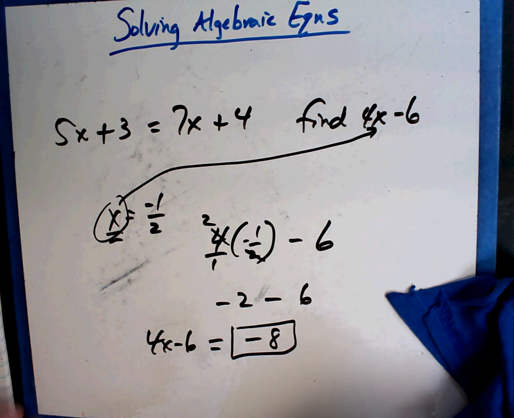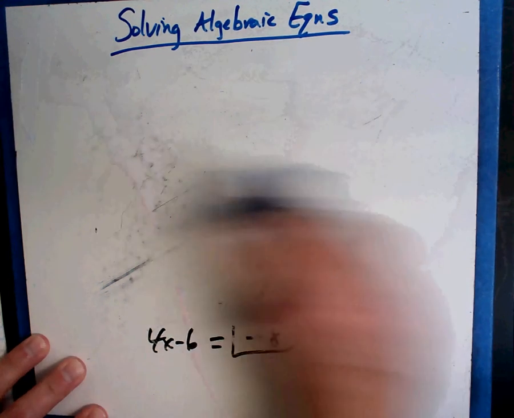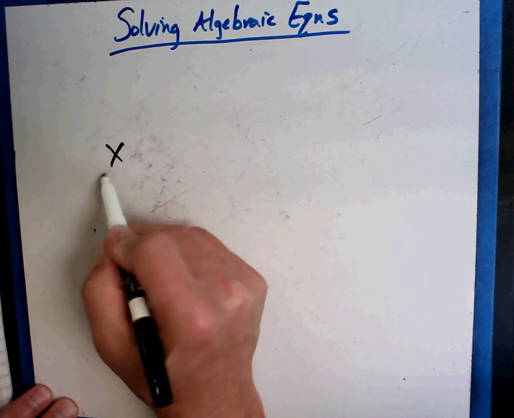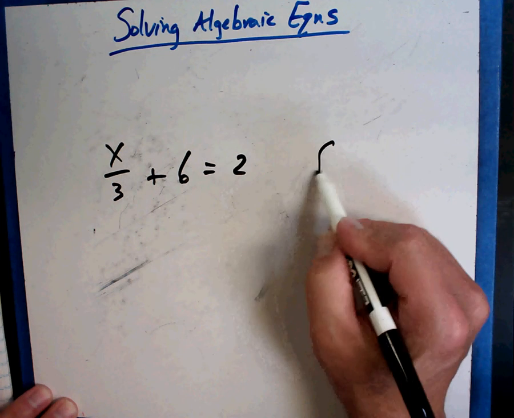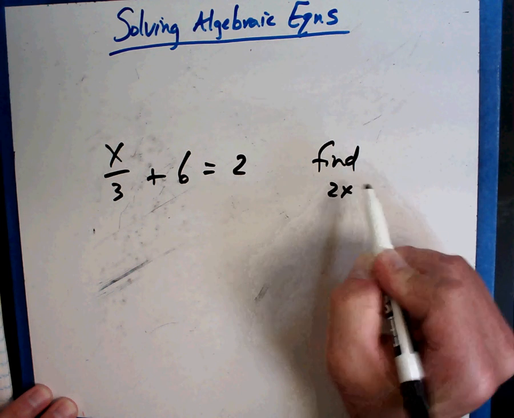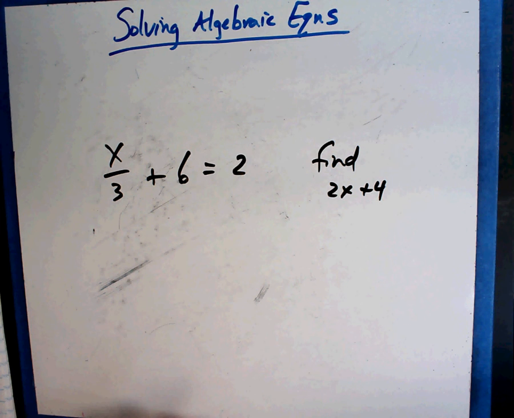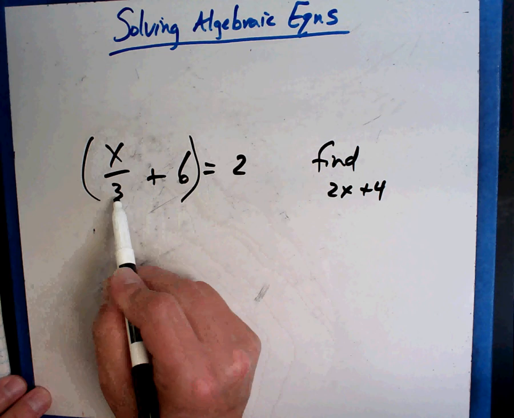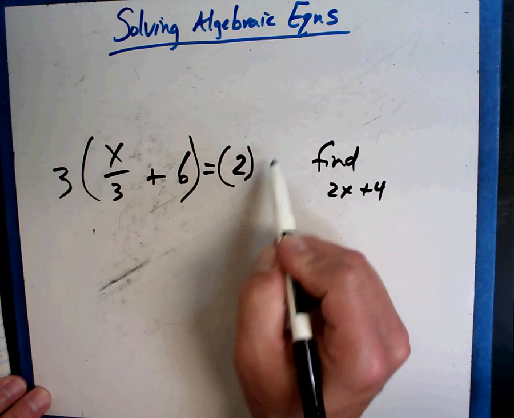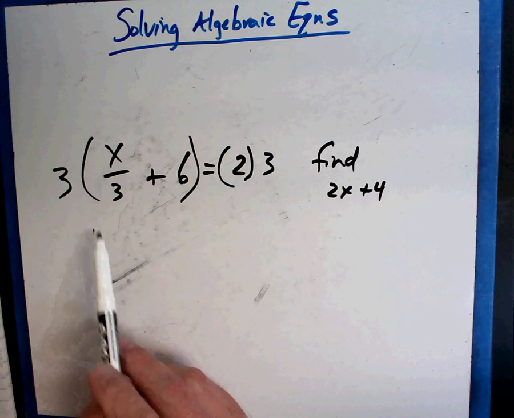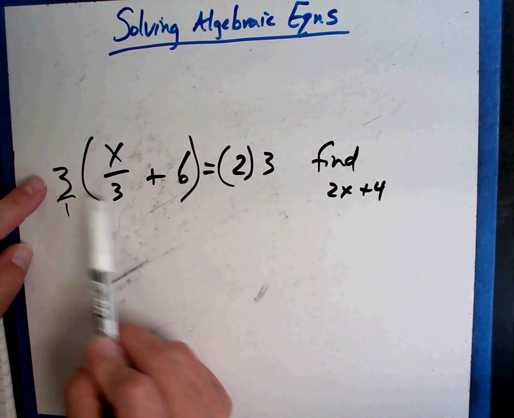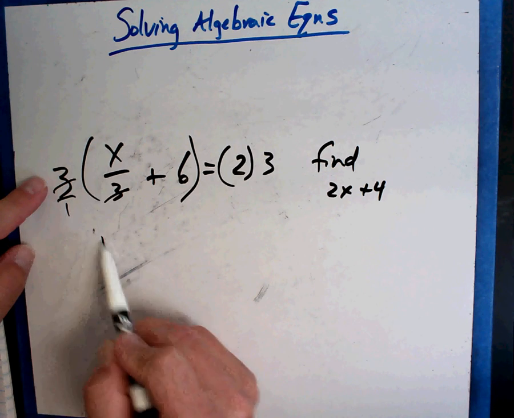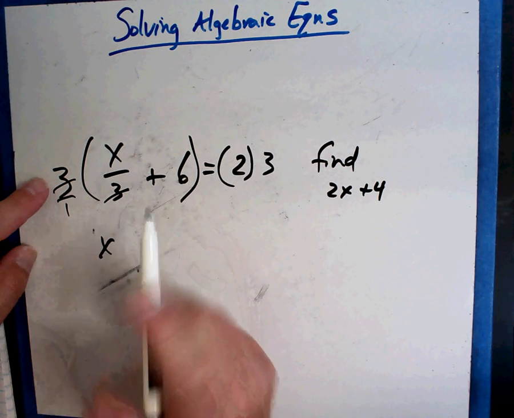All right? Let me do one more, and then I'm going to have you try a couple in the next video. Let's say we have x over 3 plus 6 equals 2, and they want to know, find 2x plus 4. Well, there's a fraction here. To make your life easier, if you multiply both sides by whatever this number is on the bottom, that fraction goes away. So I have a 3 on the bottom, so I'm going to multiply everything on this side by a 3. If there's a 3 over 1, so that cancels. That's x. 3 times 6 is 18.